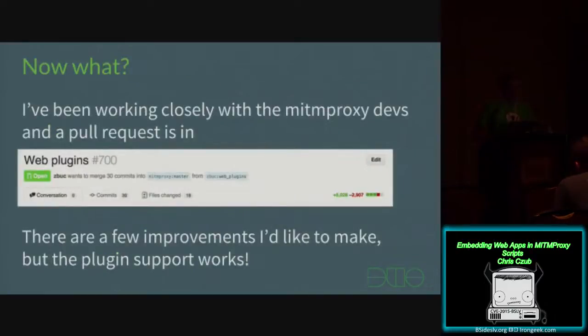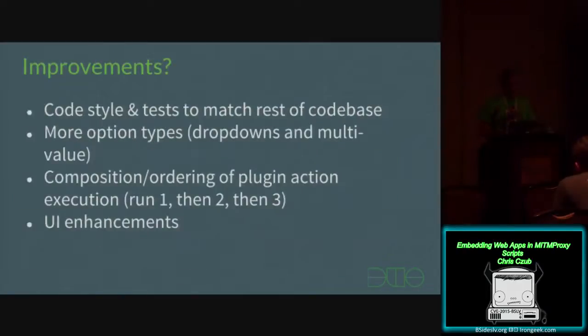So now what? I've been working closely with the MITMProxy developers, and a pull request is in with like 8,000 changes here. There are a few improvements I'd like to make to this, but it works for the most part. You can go and grab my branch and play around with it if you want. The developers are also really, really cool people and really open to pull requests and really helpful if you hop into their Slack. They'll tell you anything about the code base you want to know.